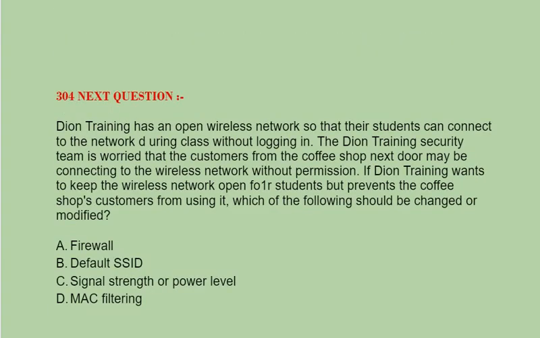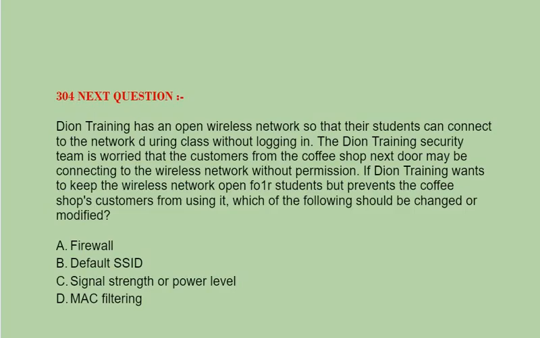Question is, Dion Training has an open wireless network so that their students can connect to the network during class without logging in. The Dion Training security team is worried that the customers from the coffee shop next door may be connecting to the wireless network without permission. If Dion Training wants to keep the wireless network open for its students but prevent the coffee shop's customers from using it, which of the following should be changed or modified?